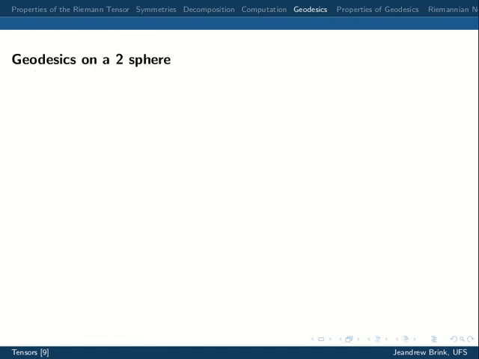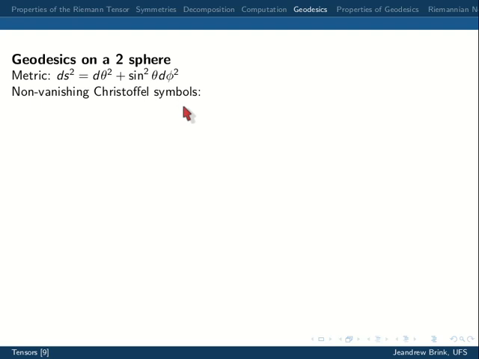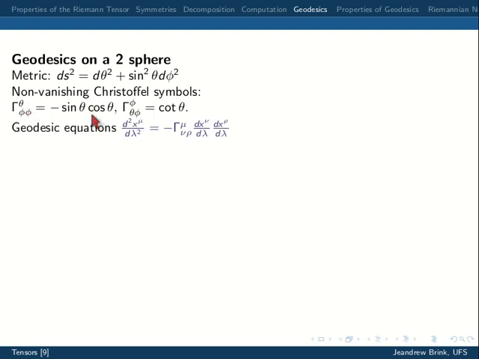Okay, so a very basic example. Let's just do it. Geodesics on a two-sphere. So here's our metric for the two-sphere. Our non-vanishing Christoffel symbols, I hope I'm not giving you an answer to the problem set, but anyway, make sure you get them right. Okay, so our non-vanishing Christoffel symbols are those guys. Our geodesic equation is this. So let's actually go out and write it out.